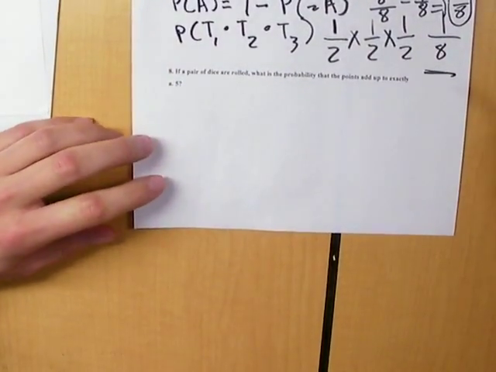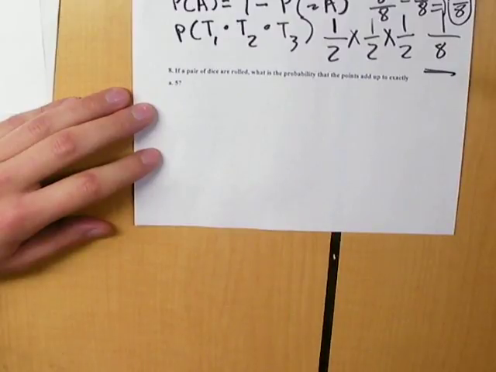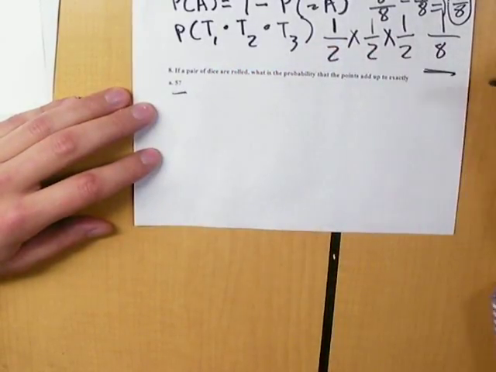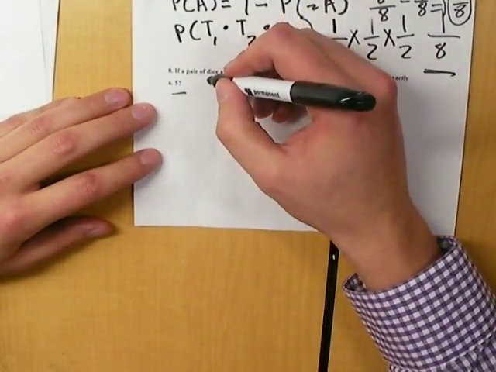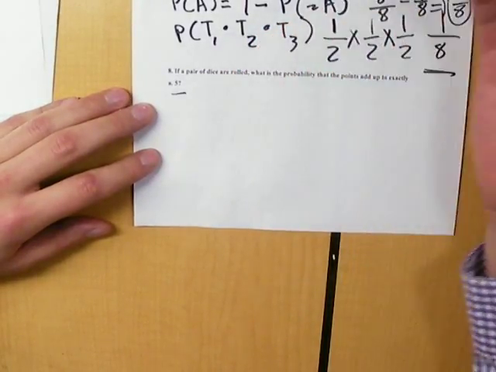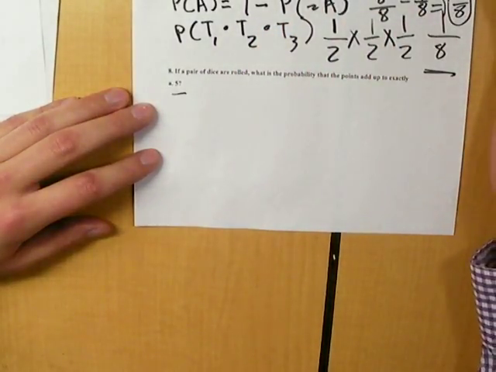In this video, I'm going to take a look at Part A of Problem 8 in Chapter 11, Exercise 2. If a pair of dice are rolled, what's the probability that points add up to, for Part A, exactly 5? And unless otherwise noted, we're going to assume that all dice are standard Monopoly-style six-sided dice.